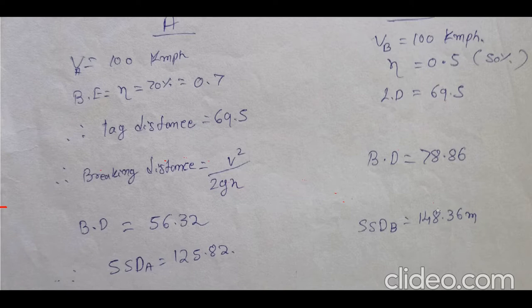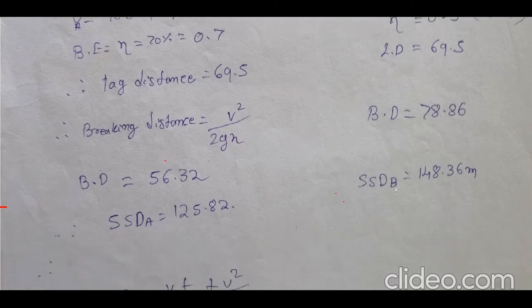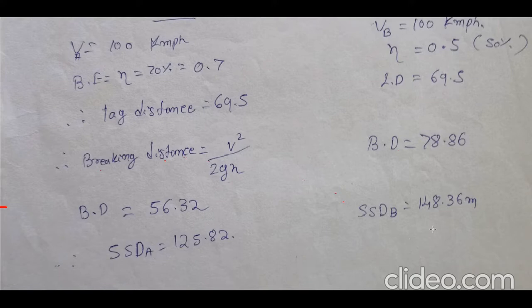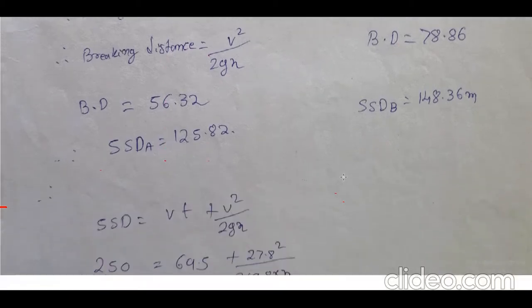So which vehicle will meet with the accident? None of the vehicles will meet with the accident. Why? Because both the vehicles are stopping at 125 meters and 148 meters. The object is at 250 meters. So none of the vehicles will meet with the accident.